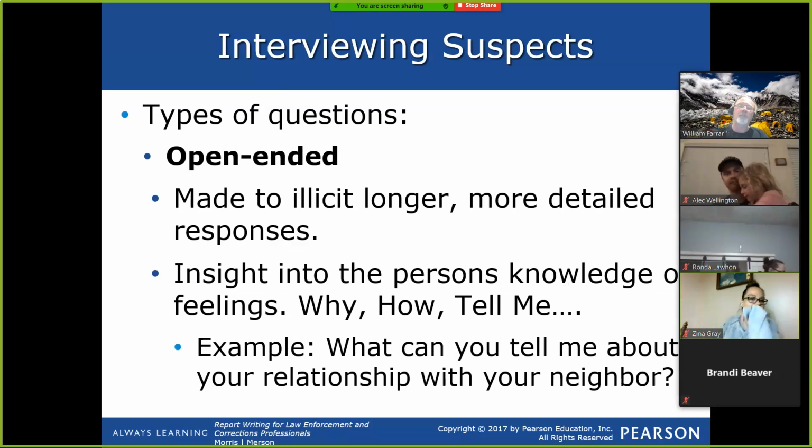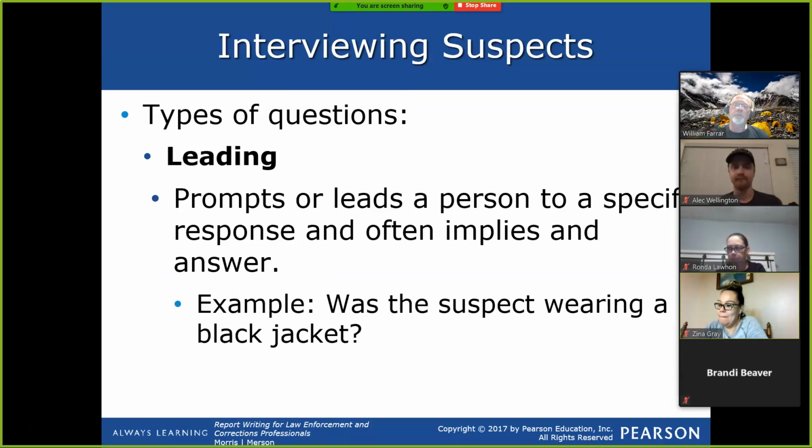Open-ended is the opposite, where you're going to elicit a lot more information. So the example here is, what can you tell me about your relationship with your neighbor? How'd you guys get along? And that person will tell you a little bit more. It's meant to really get into the insight of how somebody might feel about another individual. So it's a little bit more detailed.